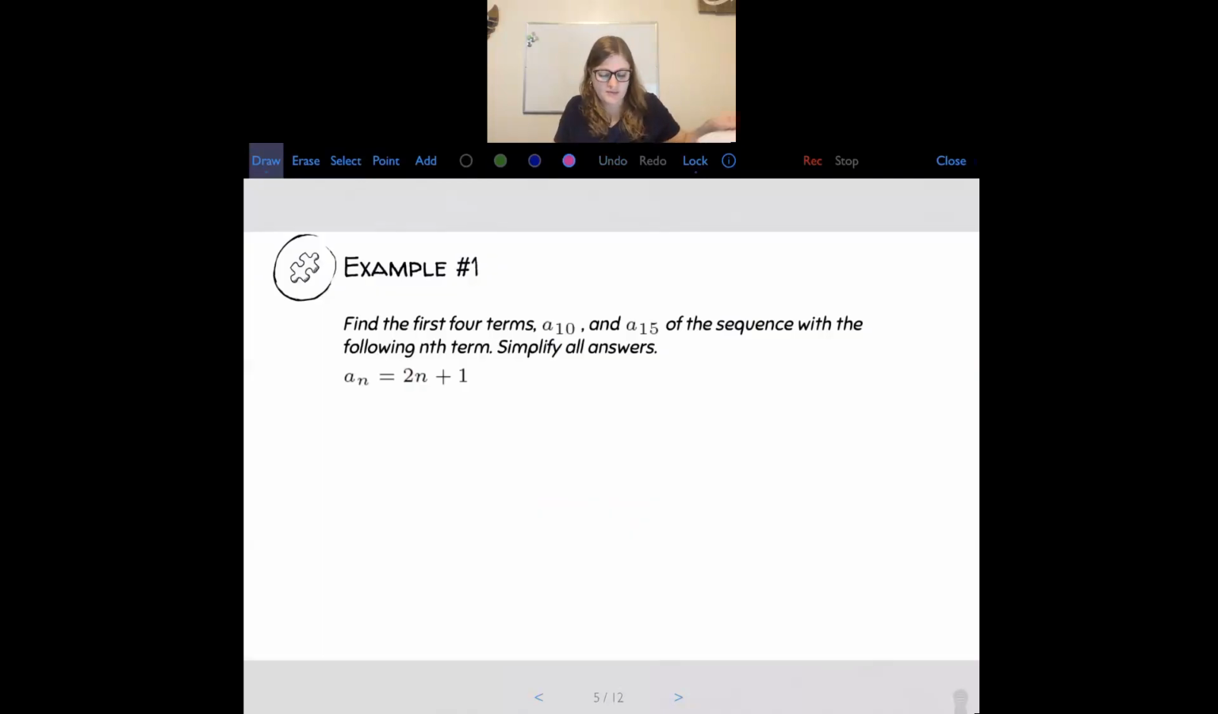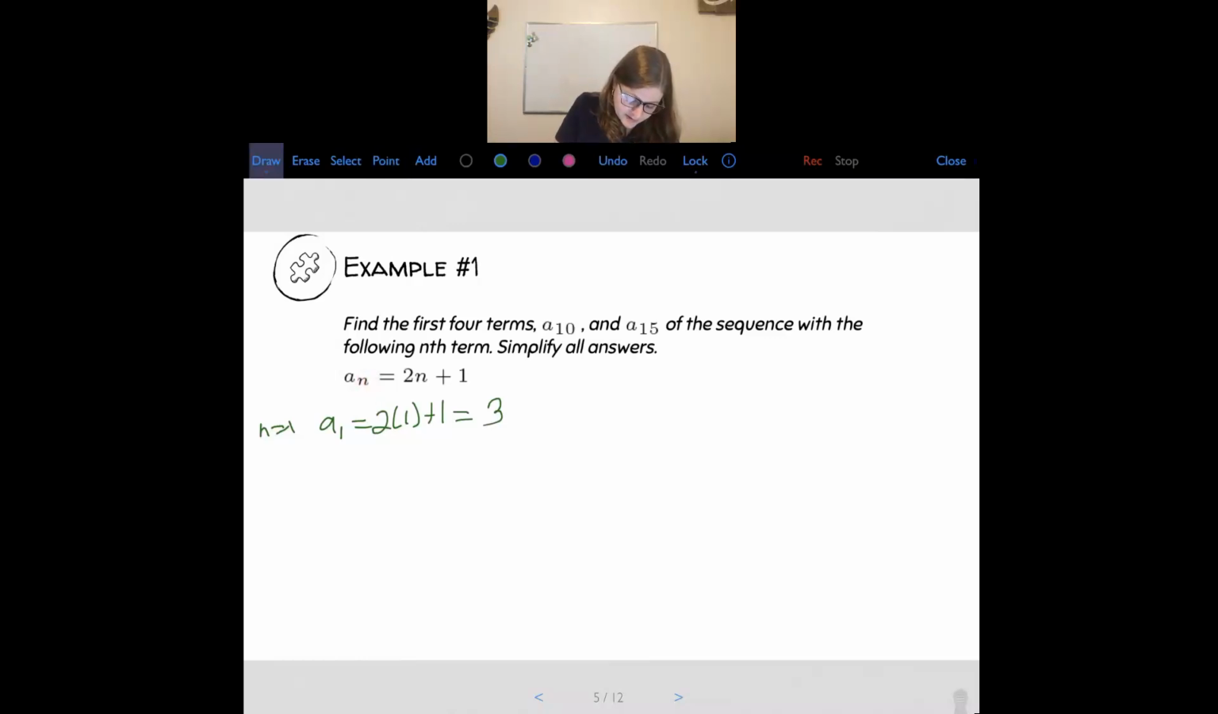So let's do some examples. Example 1, find the first 4 terms, a sub 10 and a sub 15, of the sequence with the following nth term. Simplify all answers. So we're finding a sub 1, a sub 2, a sub 3, a sub 4, and then a10 and a15. In order to find a sub 1, n is equal to 1. So we have a sub 1 is equal to 2 times 1 plus 1, which gives us 3. The reason that I knew to find the first term n equals 1 is if we put in a 1 here, it would give us a sub 1, which is the first term of the sequence.